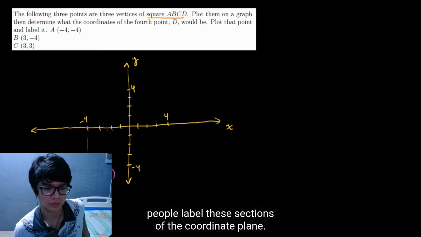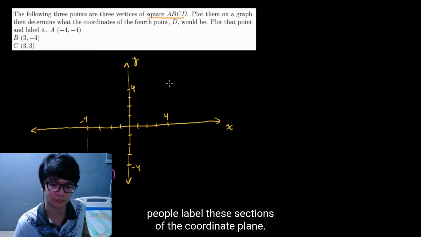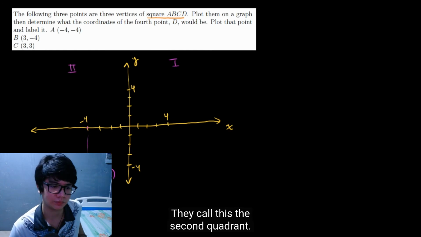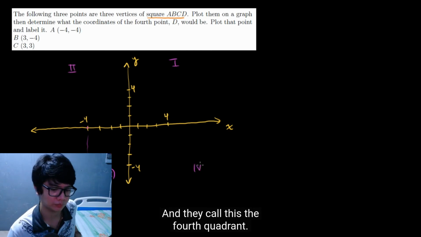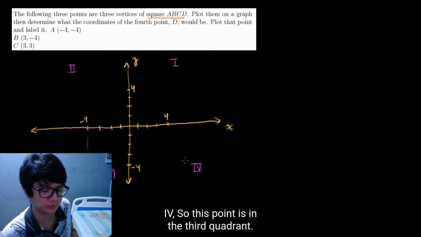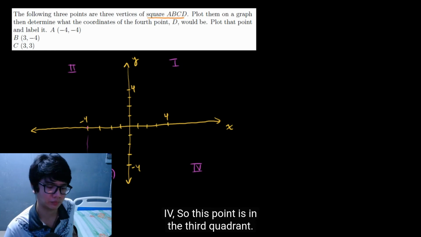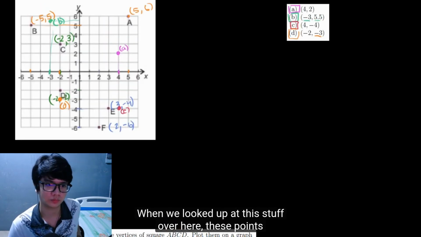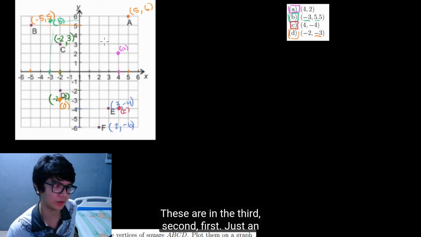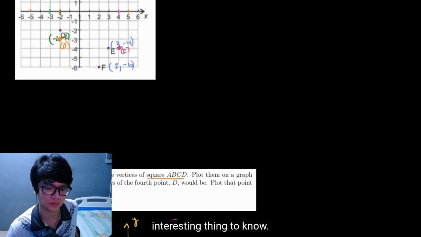And just to familiarize yourself with a labeling scheme that you may or may not have seen before, people label these sections of the coordinate plane. They call this the first quadrant. They call this the second quadrant. They call this the third quadrant. And they call this the fourth quadrant. And these are just the Roman numerals for 1, 2, 3, and 4. So this point is in the third quadrant. When we looked up at this stuff over here, these points are in the fourth quadrant. These are in the third, second, first. Just an interesting thing to know.